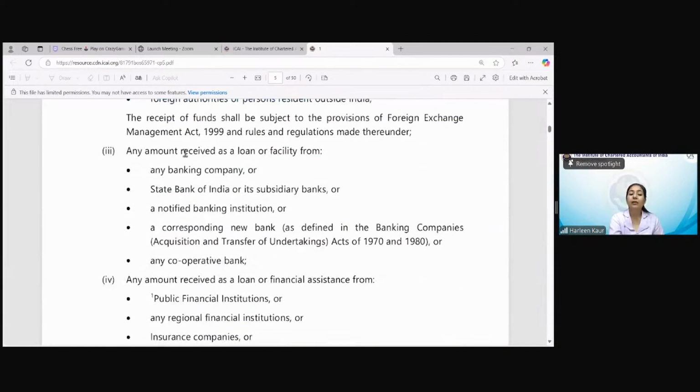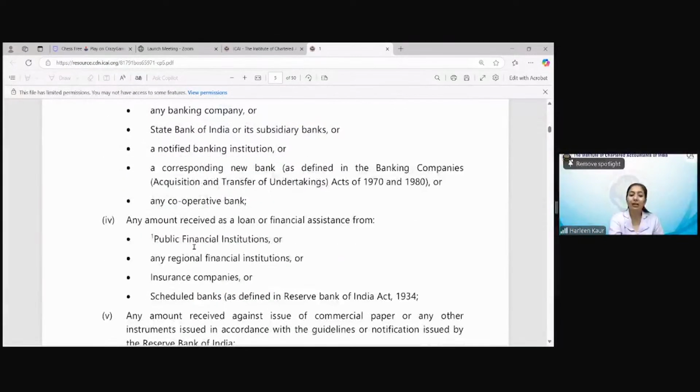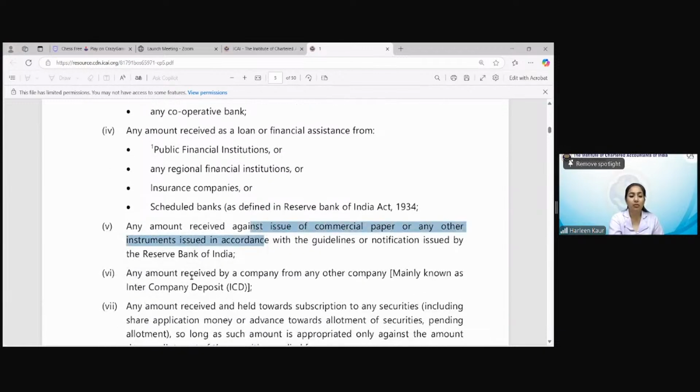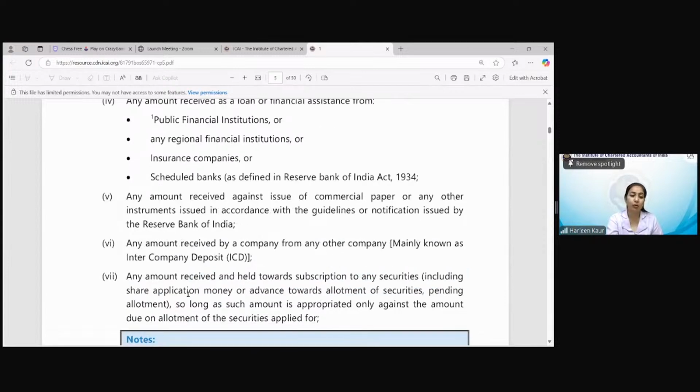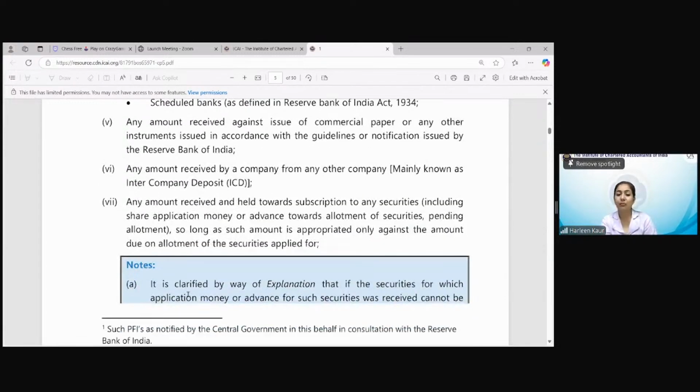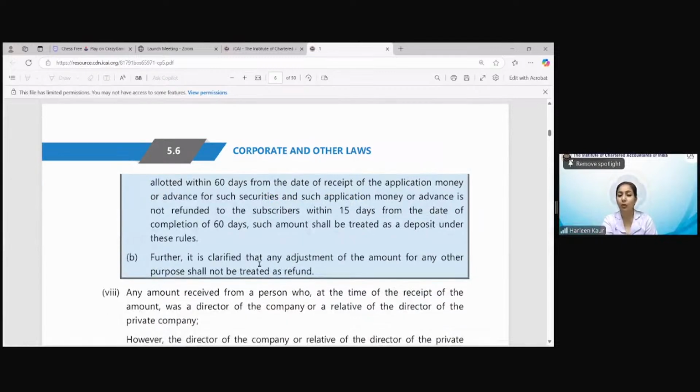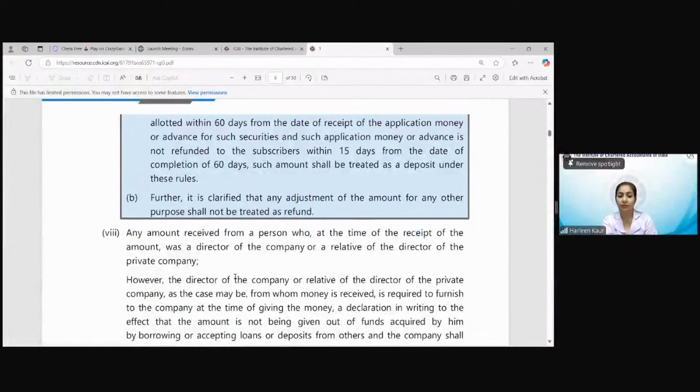Any amount received as loans from banking financial institutions, not a deposit. Loan received from public financial institutions, scheduled banks, insurance companies, not a deposit. Amount received against commercial papers, not a deposit. Intercorporate loans, intercompany deposits is a different topic. So share application money, we have already discussed this, within 60 days, 15 days refund. And if any adjustment is made, that is also not treated as a deposit.